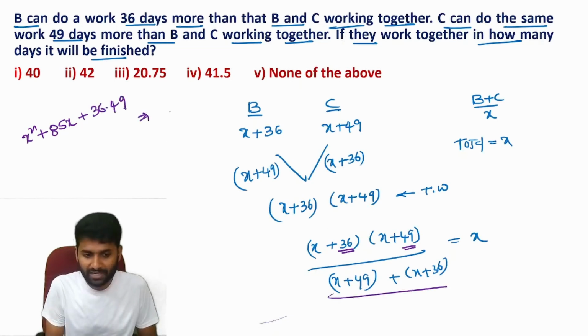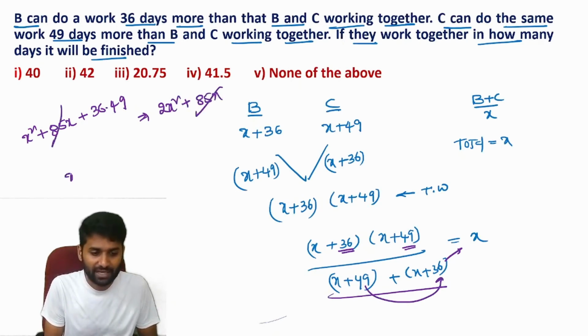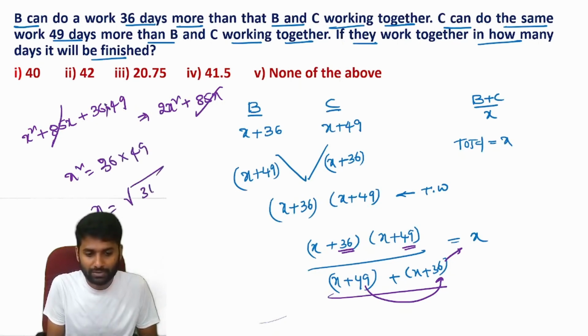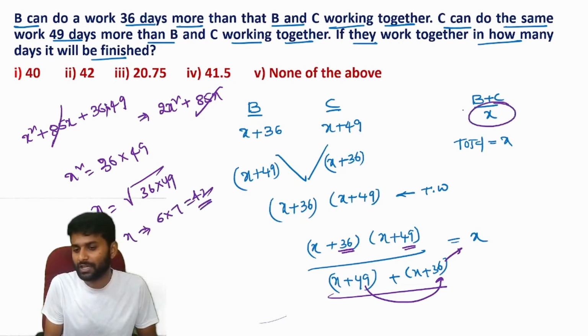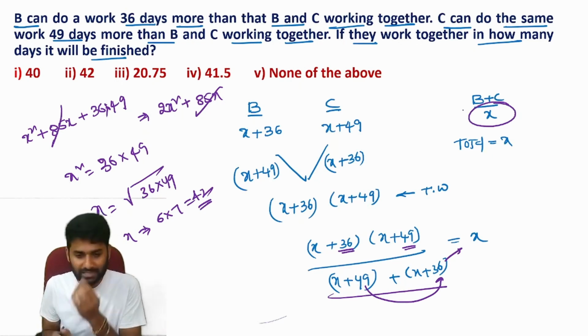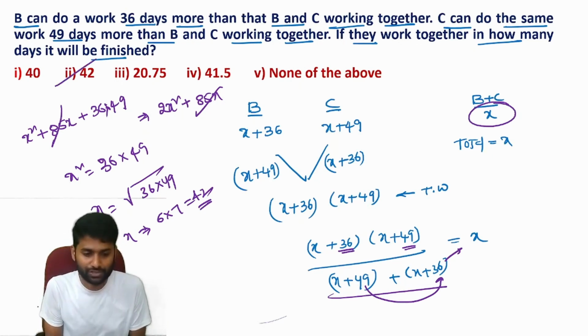Now if you go through the sum, you see here x plus x is equal to 2x, then 2x into x is equal to 2x square. Same way, 49 plus 36 is 85, 85 into x is 85x. Just cancel this number. Again, x square is equal to 36 multiplied with 49. Then x is equal to root over 36 into 49, then the x value is equal to 6 into 7, which is 42. And you already know that if both work together, they will complete the work in x days. Here the answer is 42.